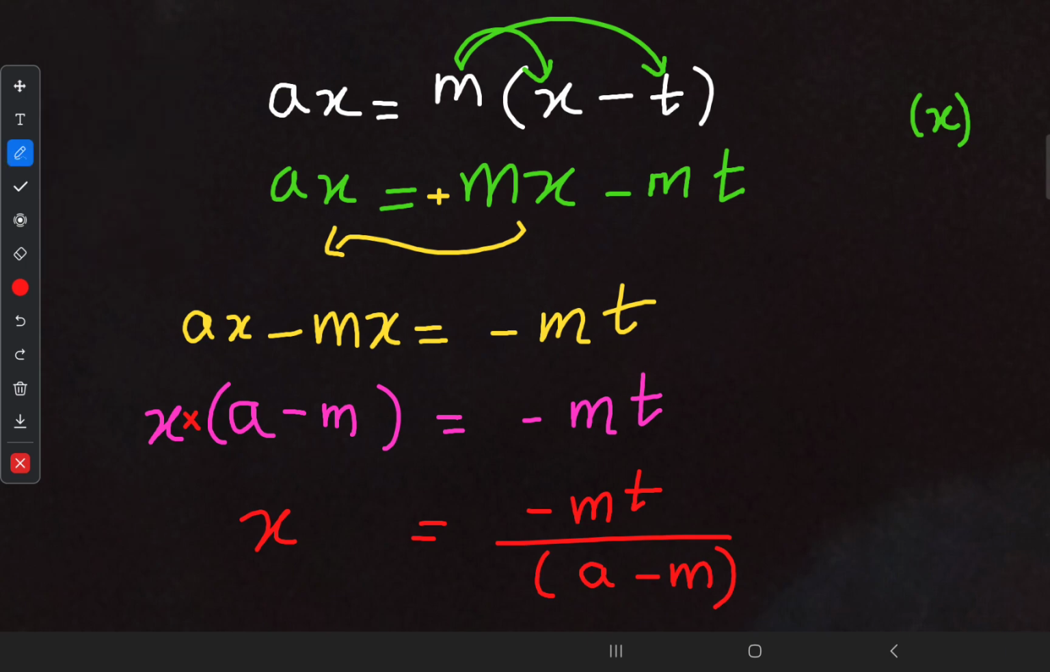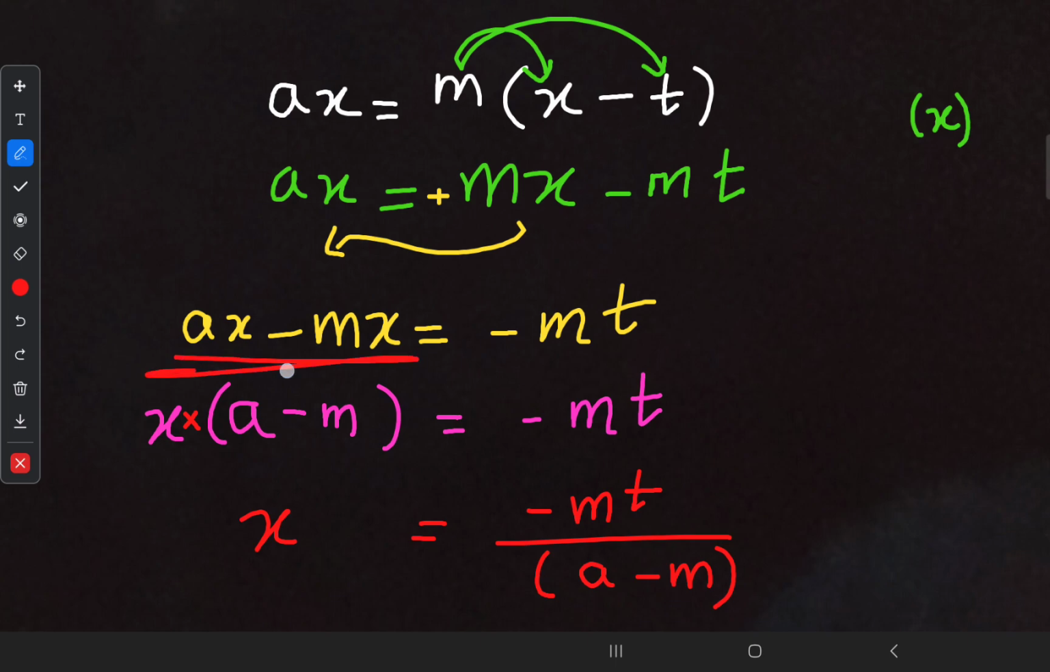Let's see a quick recap. Here in both sides we have x terms, so we don't know which x to make the subject. We have to bring the x terms together. That's why I expanded the right side expression by using m: m into x is mx, m into t is negative mt. Then I brought this x to this side because we have to keep all the x terms on one side of the equation. So ax remains the same, the positive mx became negative mx, and there is a negative mt on the right side of the equation.